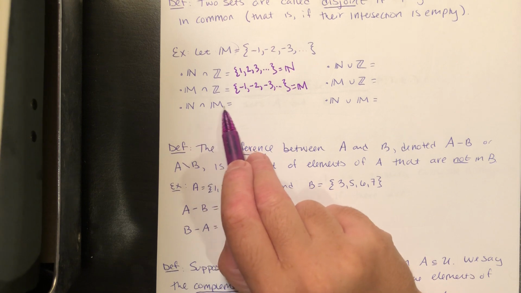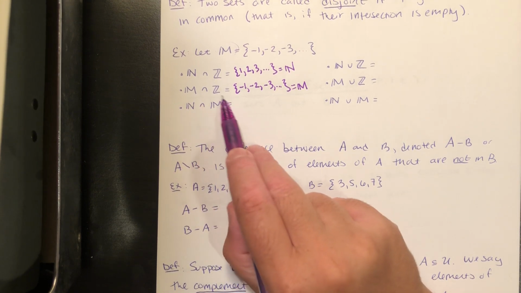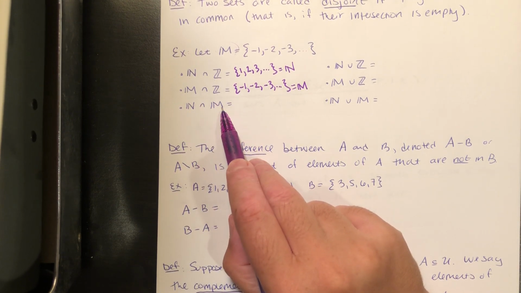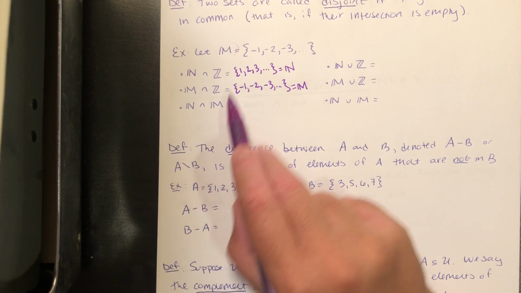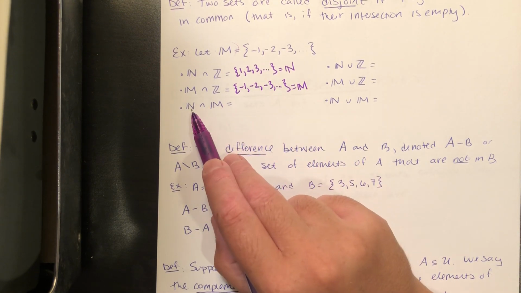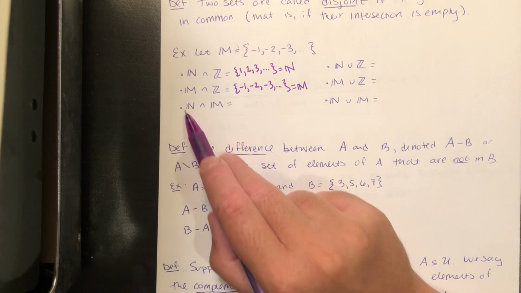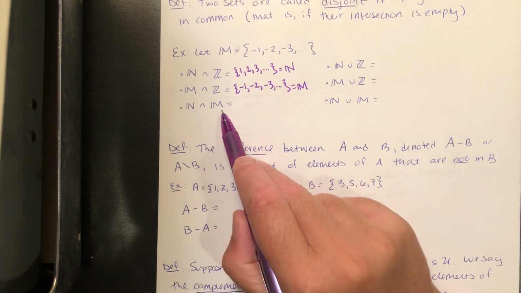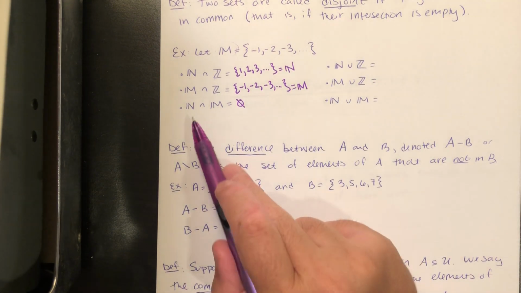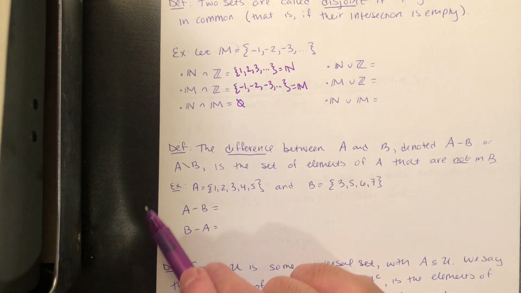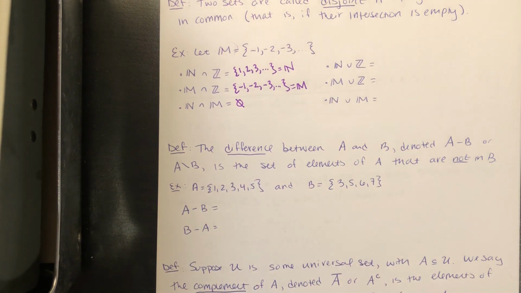Now what about N and M, the set of natural numbers and the set of negative integers? Well, 1's in N, but it's not in M, right? -1's in M, but not in N. Actually, this set only contains positive numbers, and this set only contains negative numbers, which means this is the empty set, which means these two are disjoint. Right? They have no elements in common.